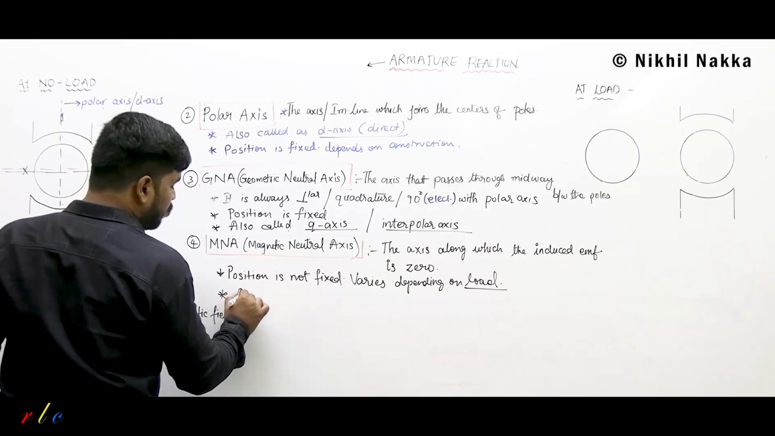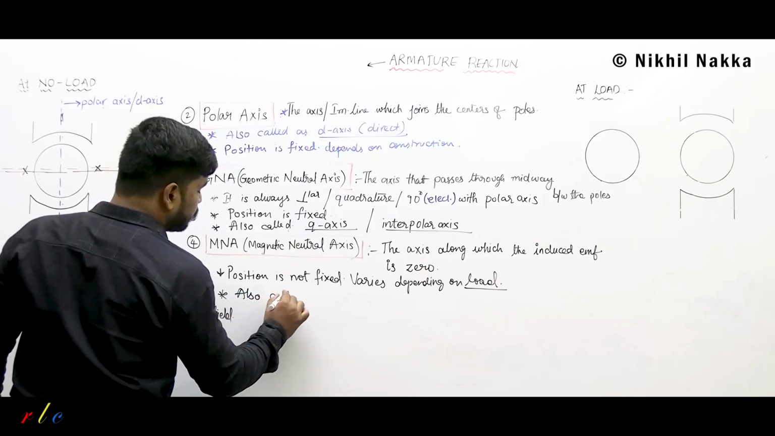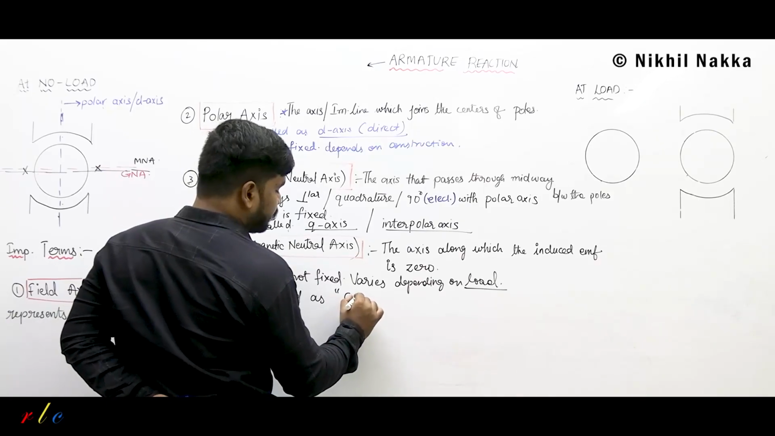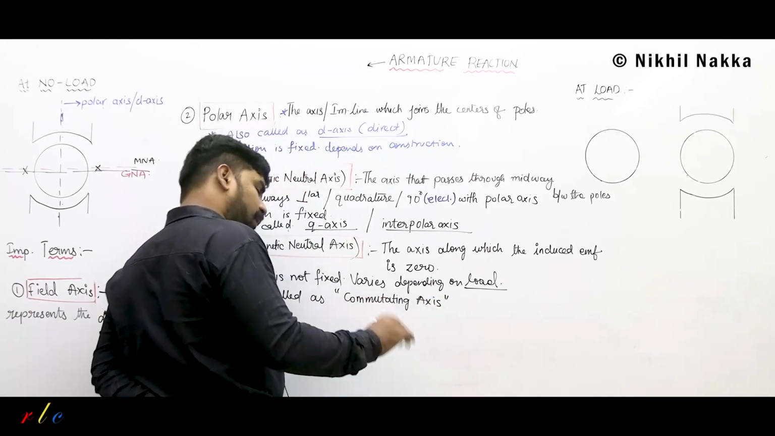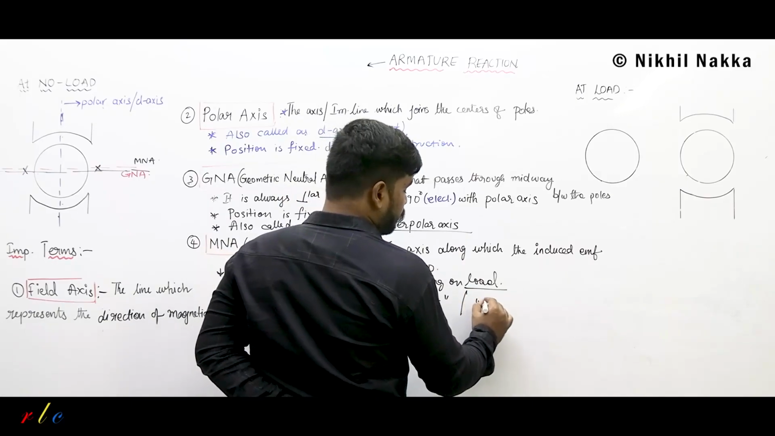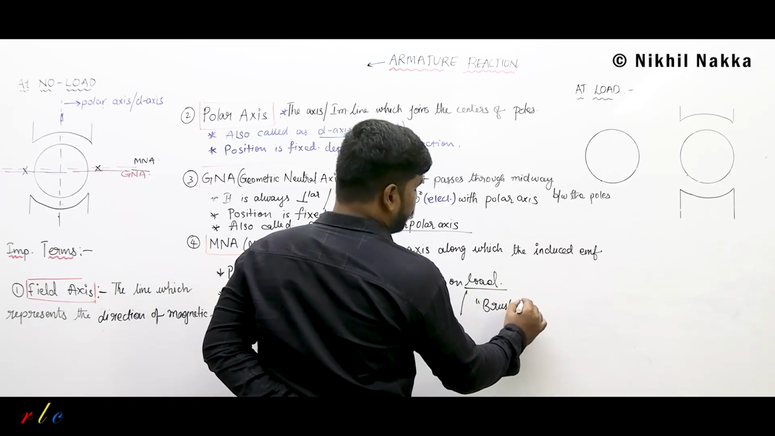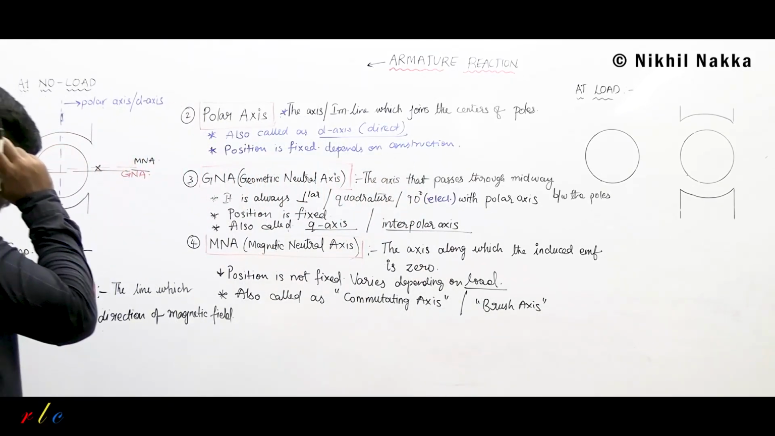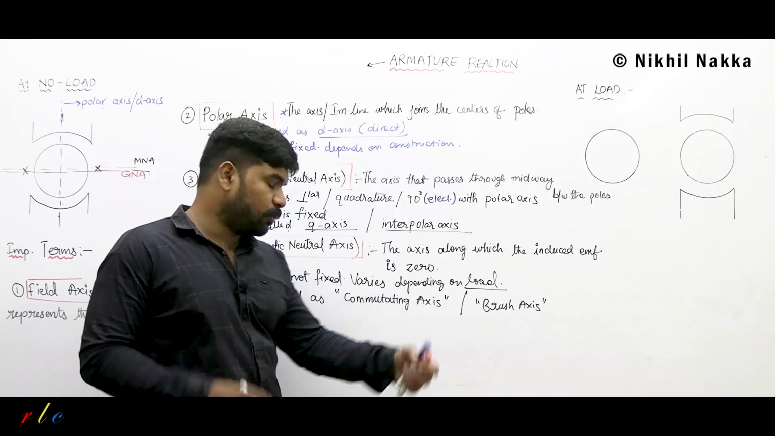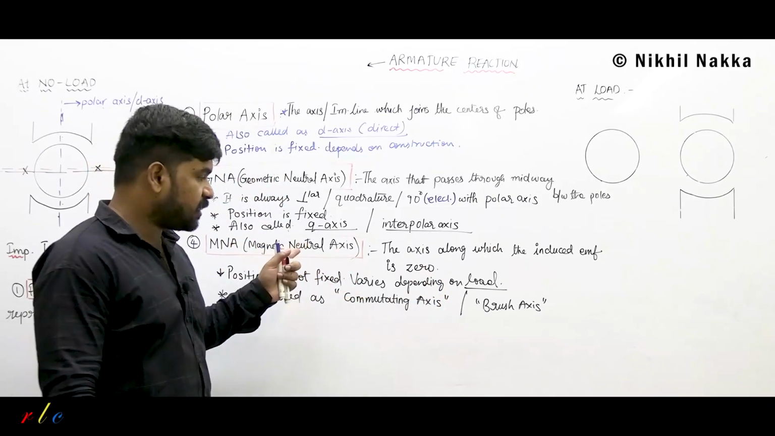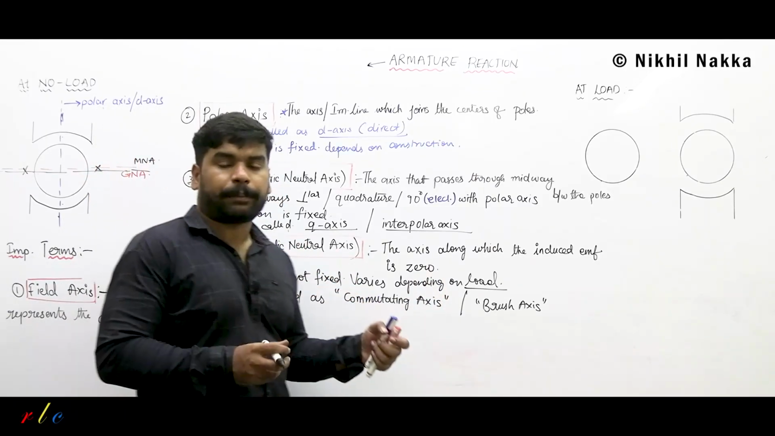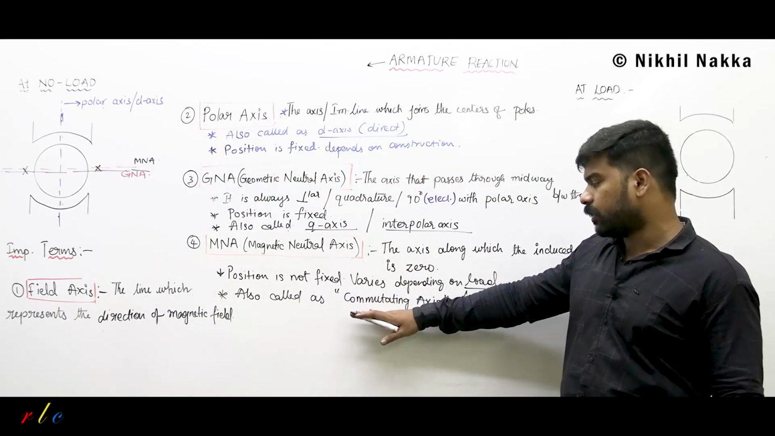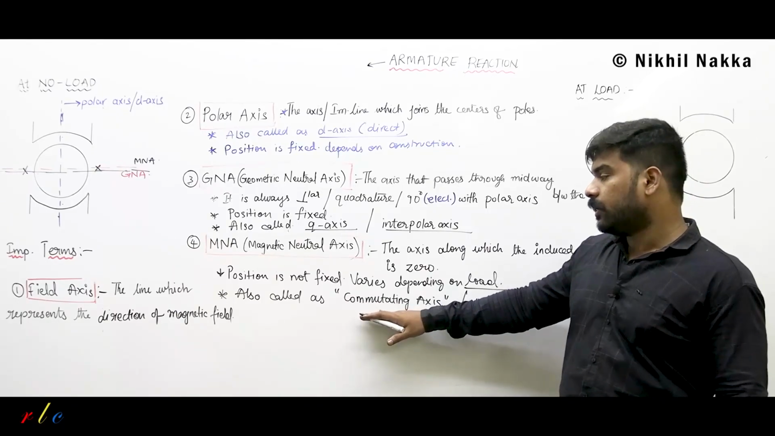And this MNA is also called the commutating axis or commutation axis. Otherwise it's also called the brush axis. Why? Because the brushes are generally placed along the MNA, and the purpose of placing brushes on the commutator is to facilitate commutation. Therefore we say that commutation takes place along the MNA.